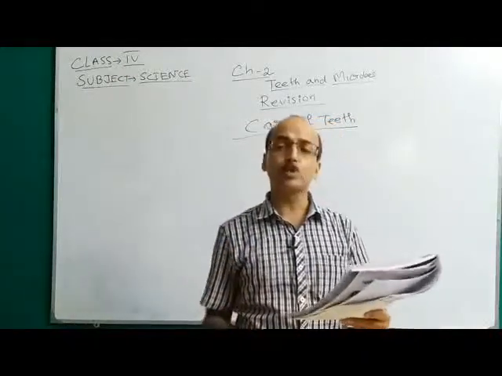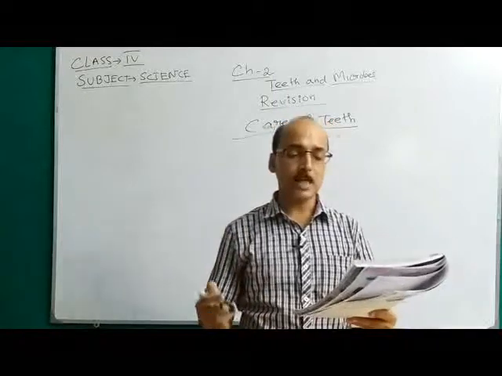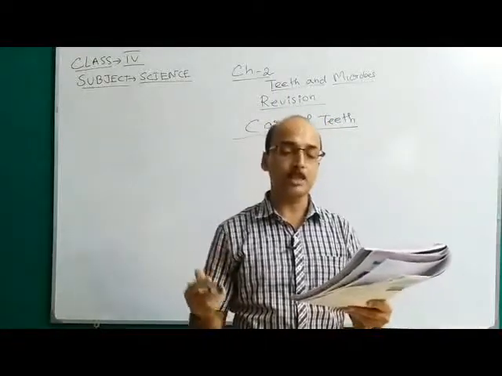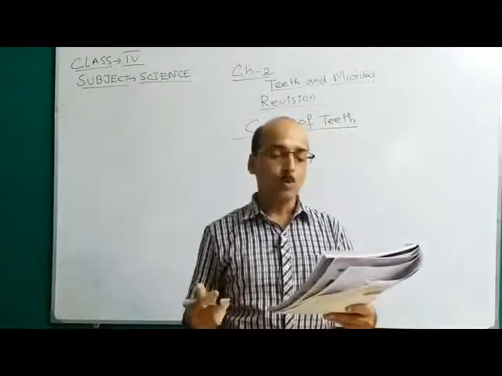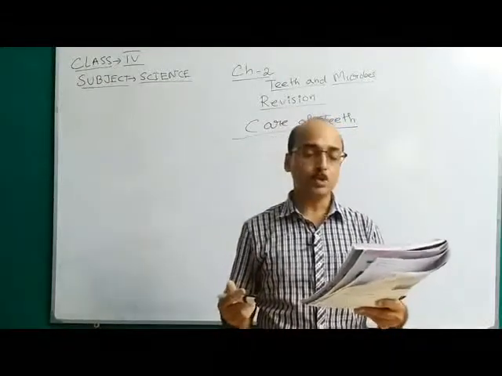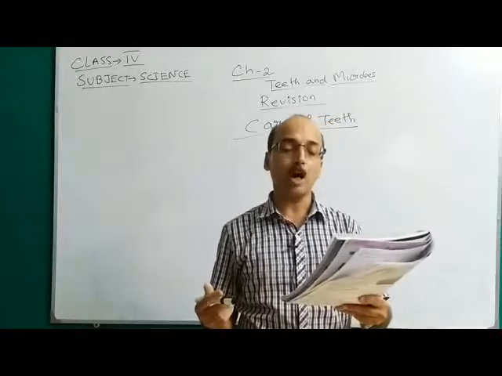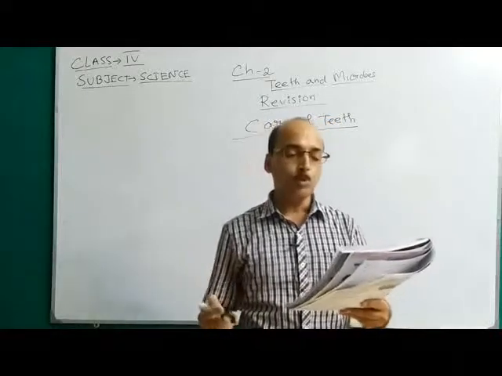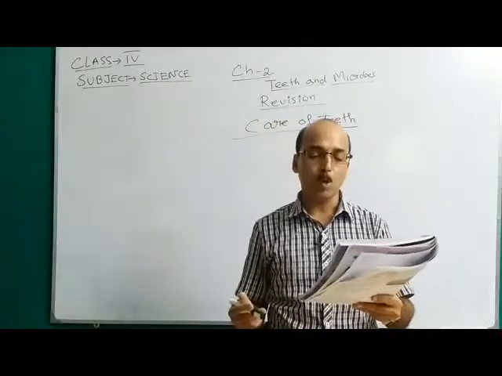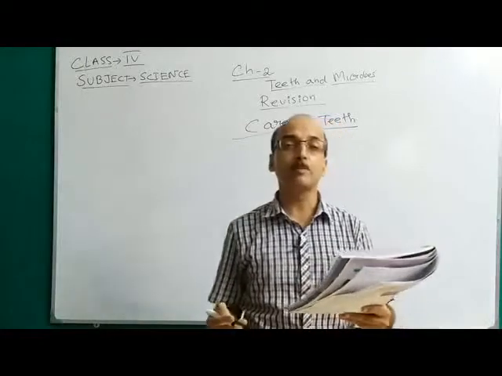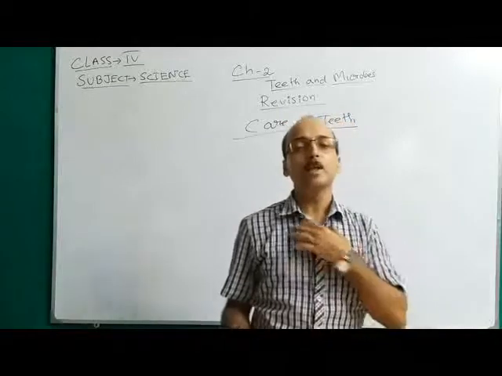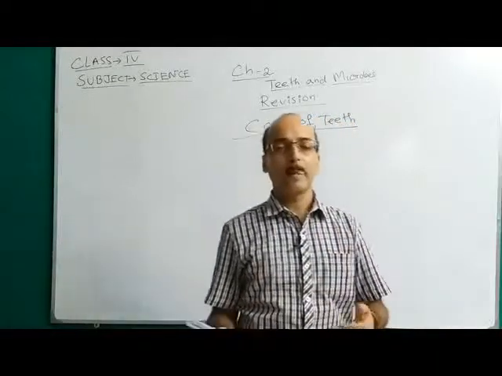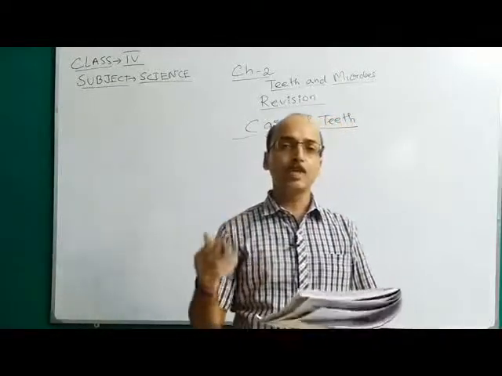Next point is we should eat raw vegetables and fruits like carrots and apples to make our gums and teeth strong. Number 4, we should not eat too many sweets and chocolates, they spoil our teeth. Number 5, we should rinse our mouth properly with water after every meal. Yes, this is very important. After every meal we should rinse our mouth properly.